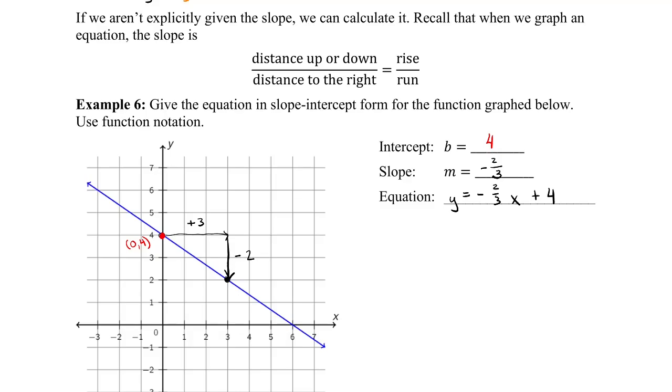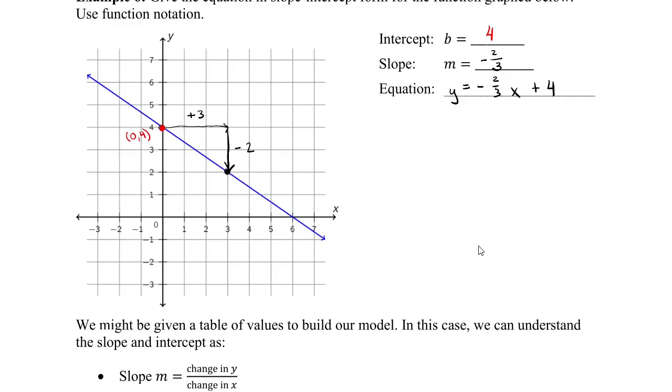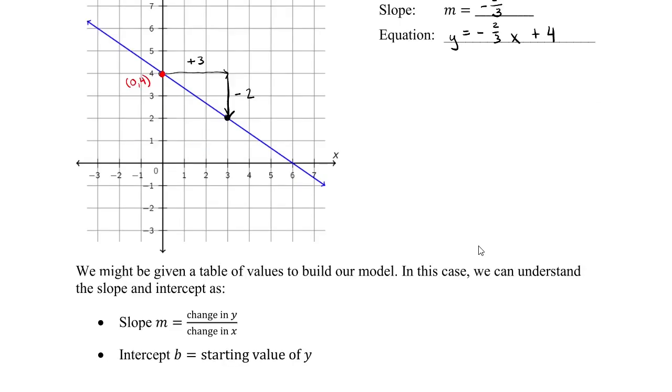Okay, let's suppose we're working with something more realistic. Let's suppose instead of just being told directly or being shown an existing graph, we have something like an input-output table. So in this case, we're going to understand the slope to be the distance up or down, so the change in y, over the distance to the right, so the change in x. And then our intercept is the starting value of y, the value of the output when the input is 0. Let's see an example of that.